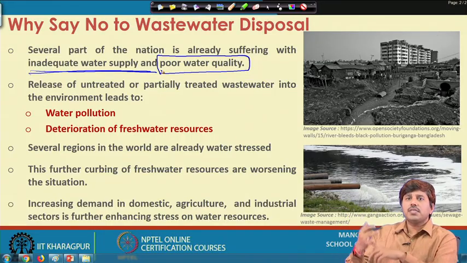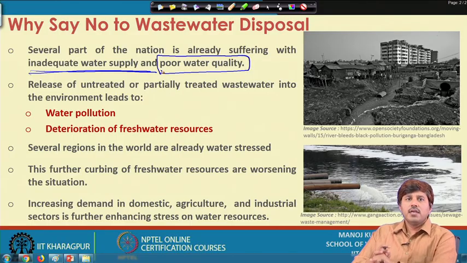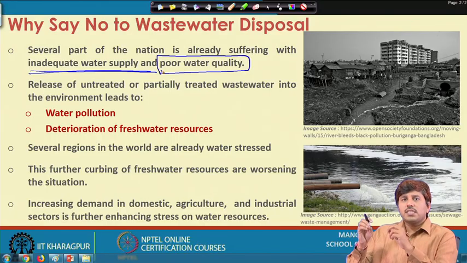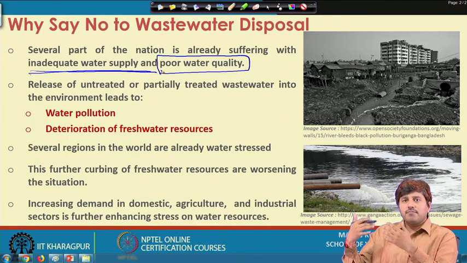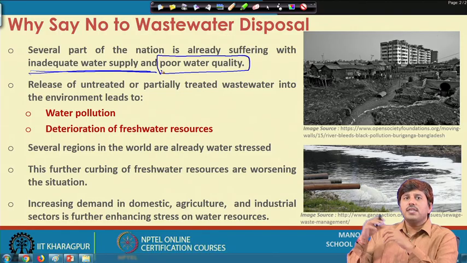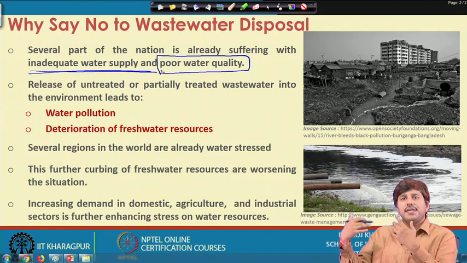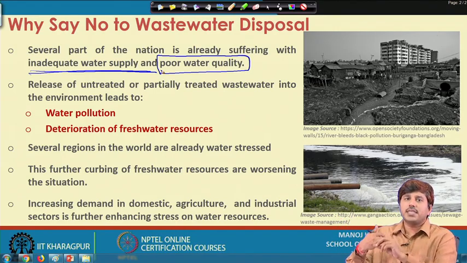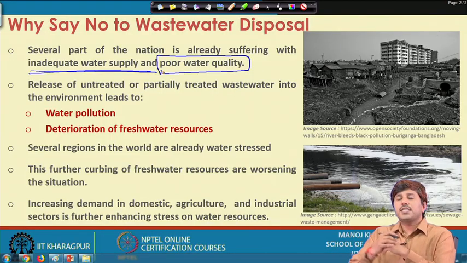So, there is a qualitative burden and a quantitative burden, and several regions in this world are already water stressed, as are several parts of India. Now, this further curbing of freshwater resources is worsening the situation in terms of both quality and quantity. So, our water resources are getting more polluted, and the quantity is also getting decreased. This is the problem from the natural resource side. And if you see the demand side, there is increasing demand in the domestic, agricultural and industrial sectors, which is further increasing stress on these resources.